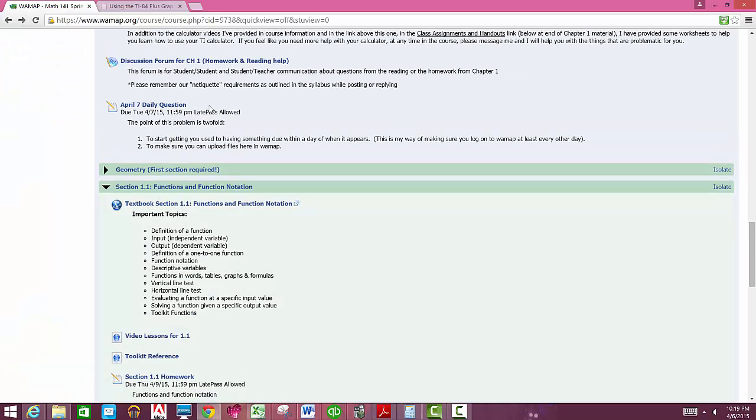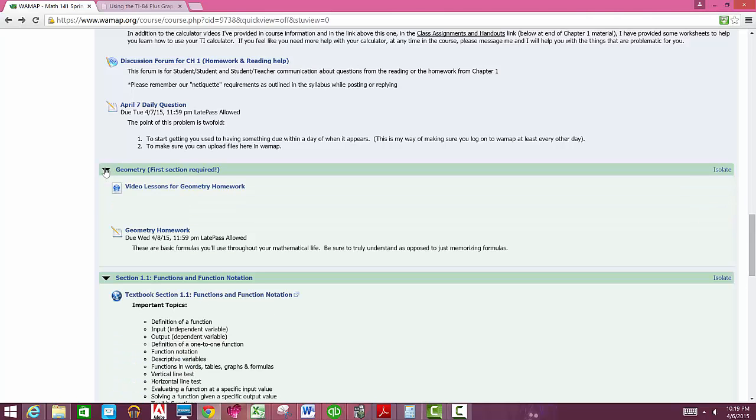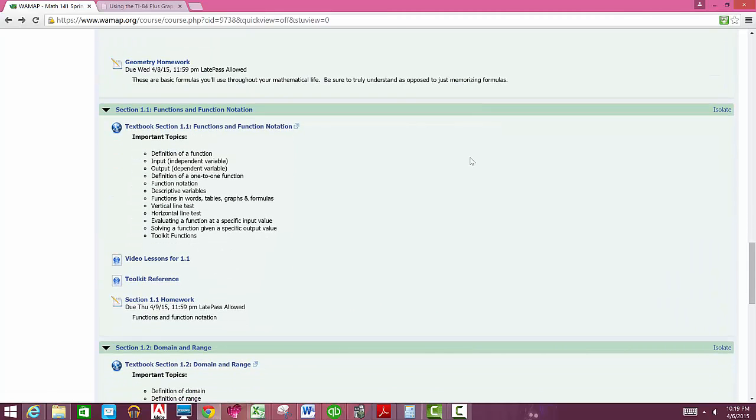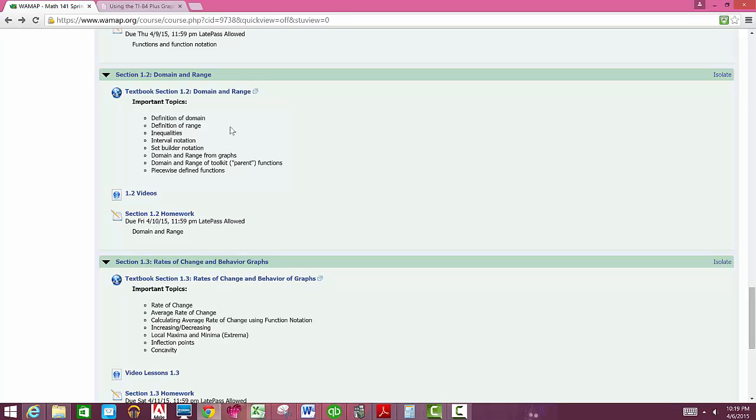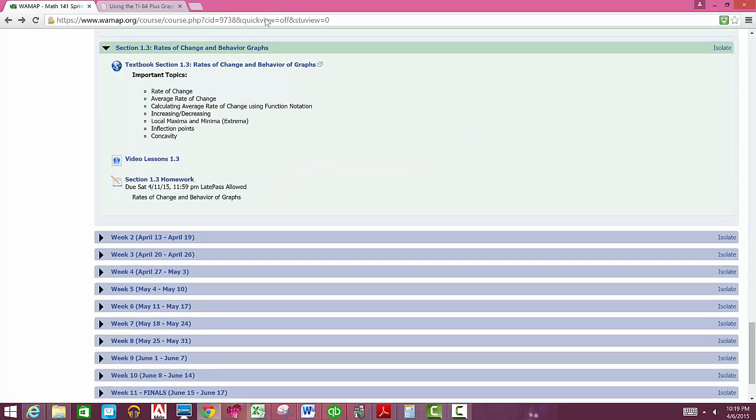And then the math stars. You've got some geometry homework. This is Math 141. Of course, Math 151 has some other things to do. You're going to be having videos, homework. In the next section, textbook, videos, homework, etc. And this goes all the way through, so you can see that in 141, week 1 goes all the way through section 1.3. Notice there's no quiz here.